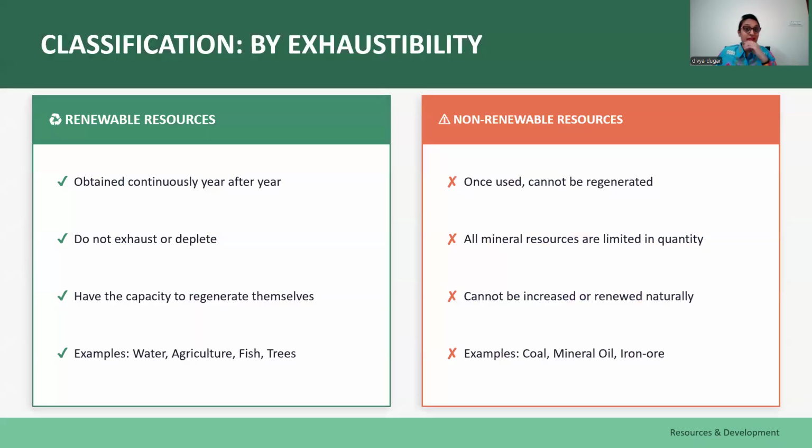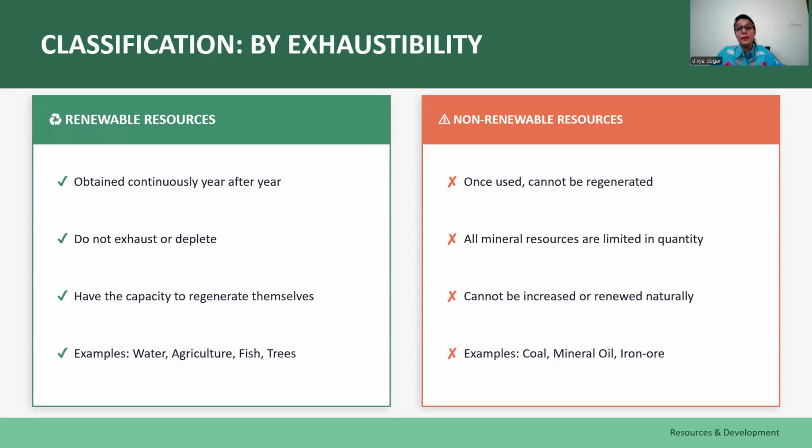Now the next category is on the basis of exhaustibility. On the basis of exhaustibility, we have two very important resources, renewable and non-renewable. What is renewable? Renewable means even if it gets over, it can be renewed. It can be obtained year after year, like water, agriculture, fish, trees. They are all examples of renewable.